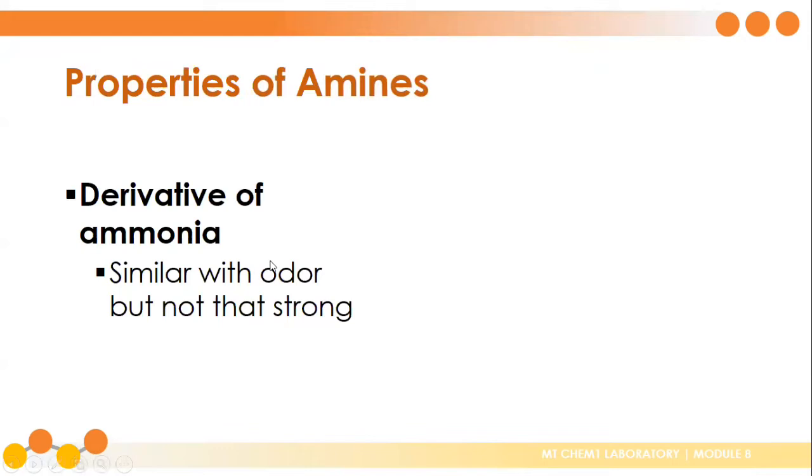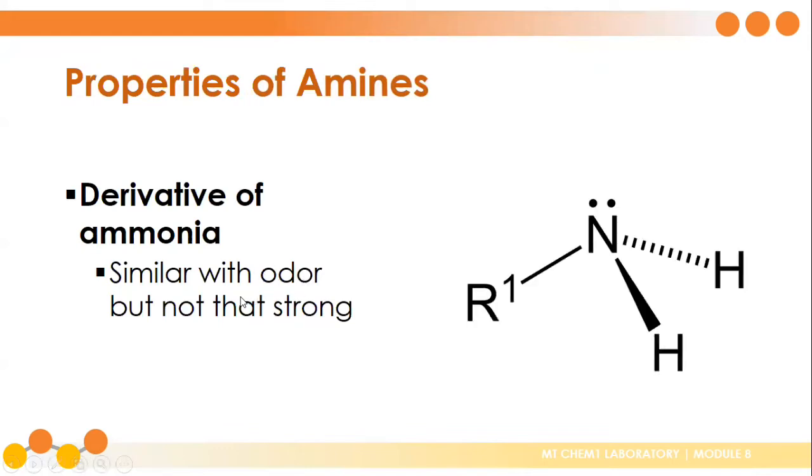As mentioned a while ago, amine is a derivative of ammonia. So it has a similar odor, but it's not that strong in comparison to ammonia. If we are to make it an ammonia, we simply change this R to H. If you change this to H, or hydrogen, this is now an ammonia. But replacing one hydrogen with an R group gives us an amine group. Again, a similar odor to ammonia, but it's not that pungent.